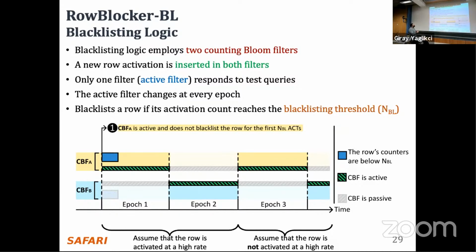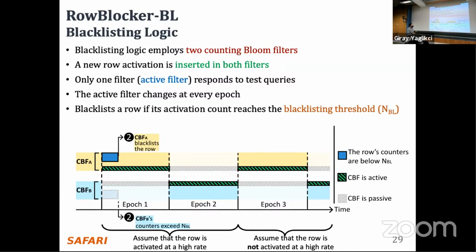We start from the beginning, and we keep activating the row. This blue bar shows that the row is not blacklisted yet, but at timestamp 2, the row's activation count reaches the blacklisting threshold, and we start blacklisting the row. From now on, this red bar shows that the row's counter exceeds NBL, the blacklisting threshold, so we keep blacklisting the row until the end of the epoch.